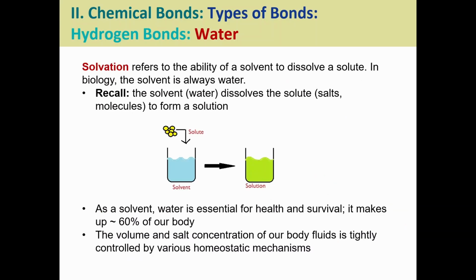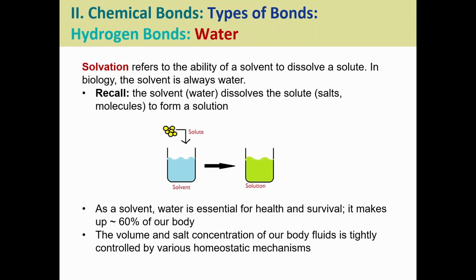So we look at solvation. This is the ability of a solvent to dissolve a solute. When we're talking biology, our solvent is always water. So keep that in mind. The solvent, the water, dissolves a solute, like a salt or some other molecule, to form what's called a solution. So the solution is the water plus the solute together. As a solvent, water is essential. About 60% of our body is made up of water, and we use this to dissolve all these different things so that we can move them around, transport them, create barriers, whatever it is we need to do.